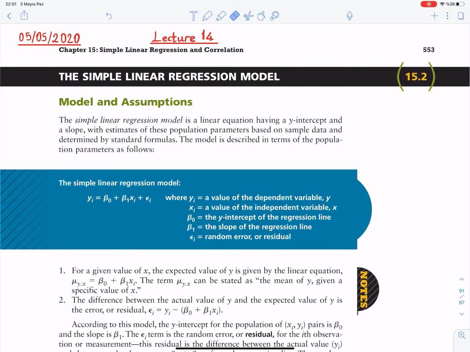Hello everyone, this is lecture 14. We'll study today the simple linear regression model.